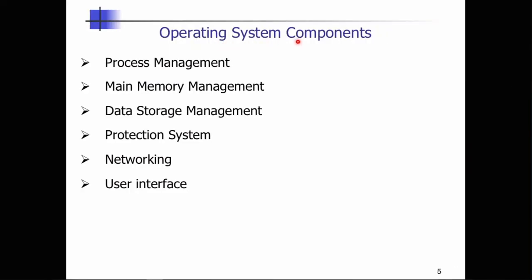Now, what are the several different components of an operating system? Note that this is a program, so it needs to manage a lot of things. So the operating system is responsible for process management, main memory management, data storage, protection system, networking, and user interface. So it allows for all these to go on seamlessly for a user in the background. So let's go through each and every one component, and let's briefly talk about them.